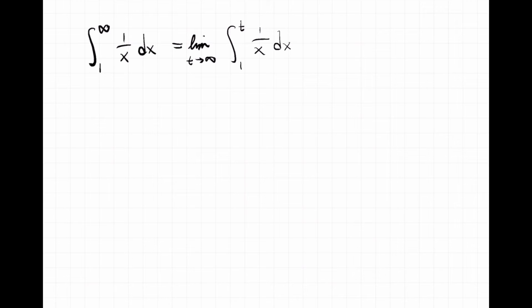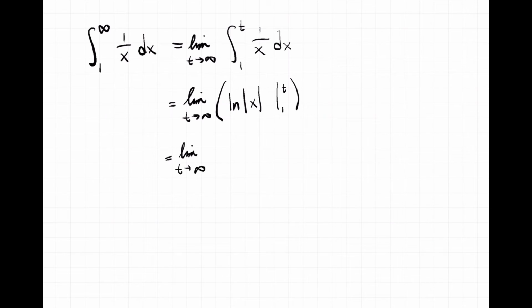So now let's actually work this out. We'll leave the limit till last, limit as t goes to infinity, of the integral from 1 to t of 1 over x dx. This is an easy integral. We're going to end up with the natural log of the absolute value of x, evaluated at 1 and t. Let's fill that in. Again, we have not yet computed this limit, so I need to keep writing the limit expression here. Limit as t goes to infinity of the natural log of the absolute value of t minus the natural log of the absolute value of 1.